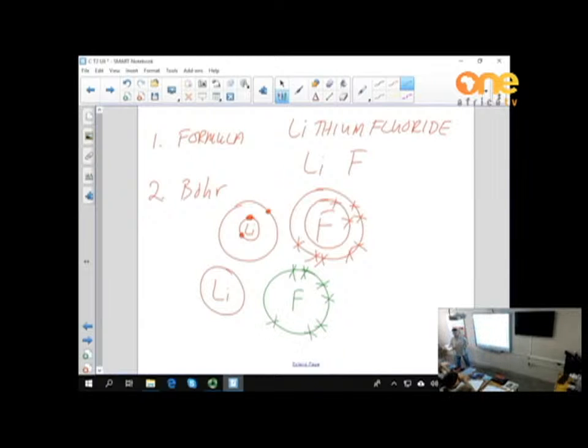Now, what will the metal do? It is going to lose its electron. Where will that electron go? To the non-metal. So lithium loses an electron, and it goes to fluorine. And we show the electron in the fluorine shell. You don't show it in the lithium shell. So lithium becomes +1 and fluorine becomes -1. And we have electrostatic forces of attraction between those ions.